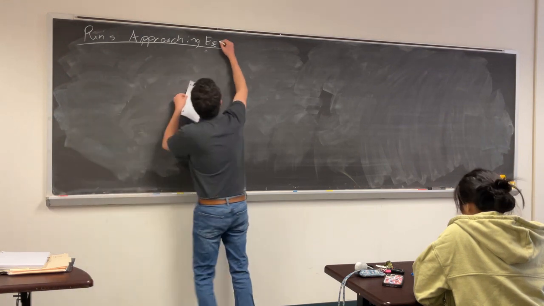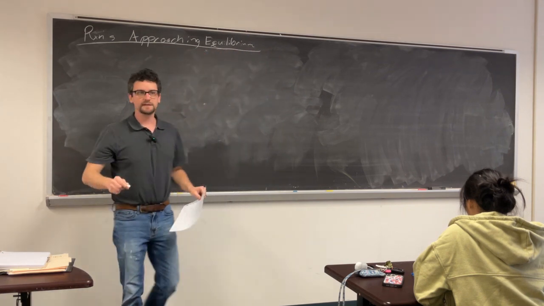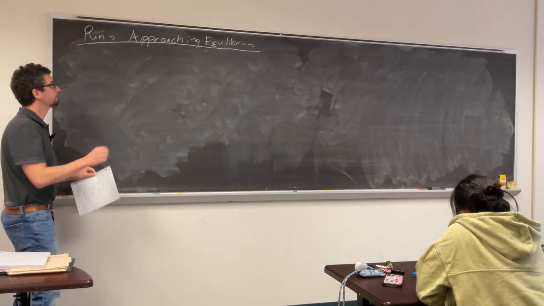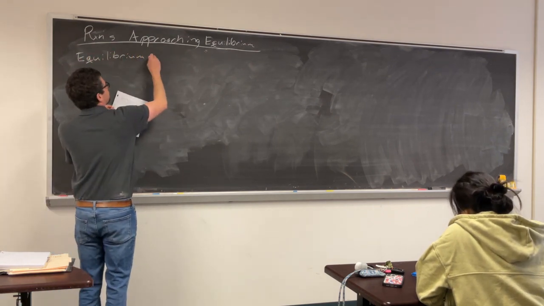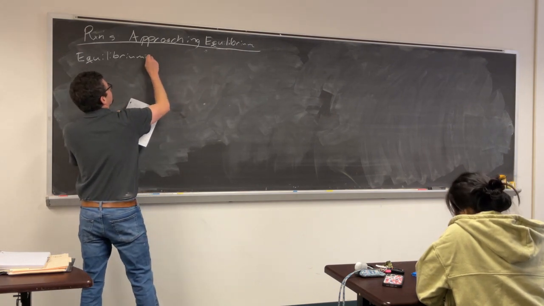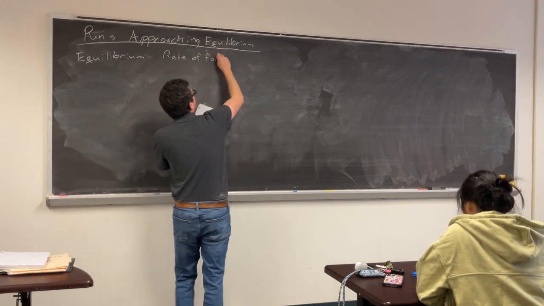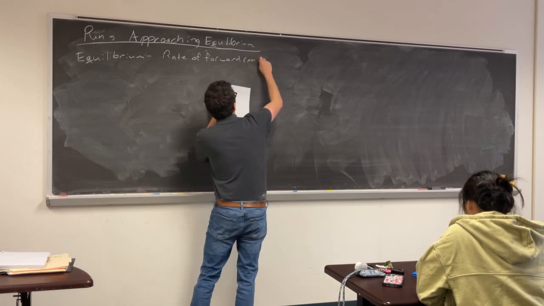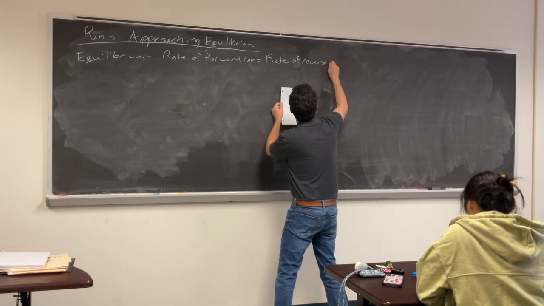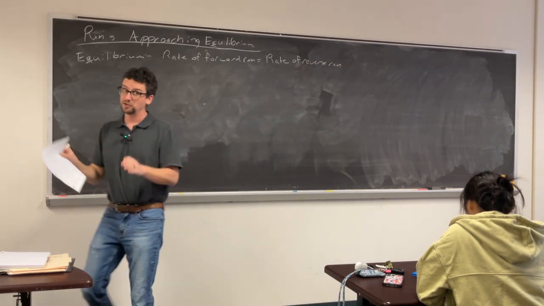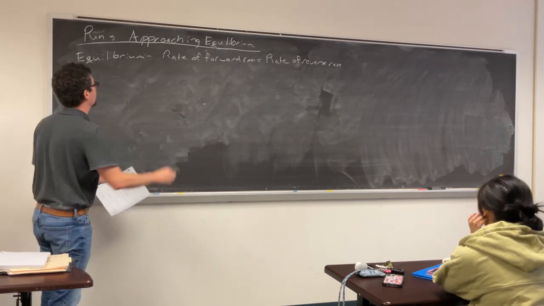I guess I should spell out equilibrium. What is the definition of chemical equilibrium? The rate of the forward reaction is equal to the rate of the reverse reaction. Do the concentrations of the products and reactants have to be the same? No.